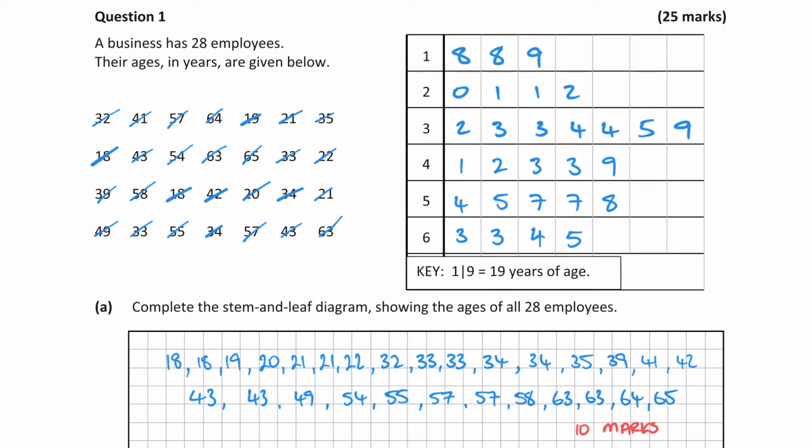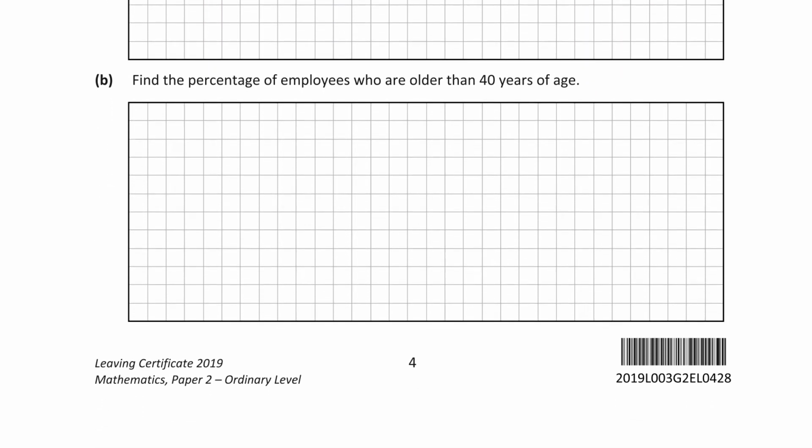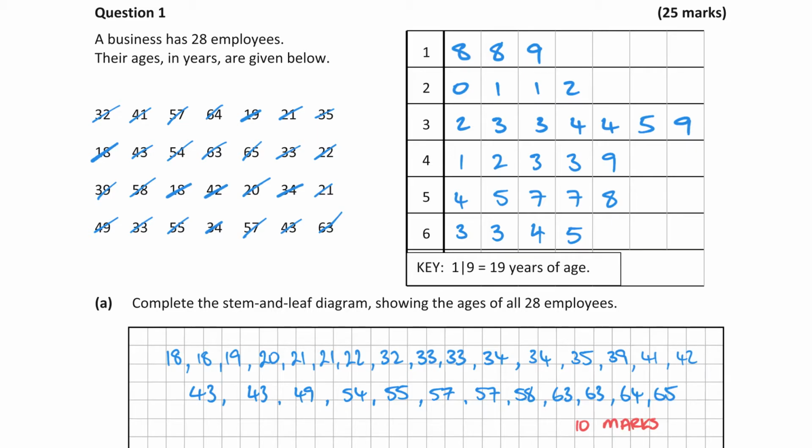So part 2, or part B we should say, says find the percentage of employees who are older than 40 years of age. In order to find that percentage, we need to count how many employees are over the age of 40. There's going to be 1, 2, 3, 4, 5, so obviously that's going to make 10, 11, 12, 13, and 14. Okay, so that's 14 employees out of a total of 28.